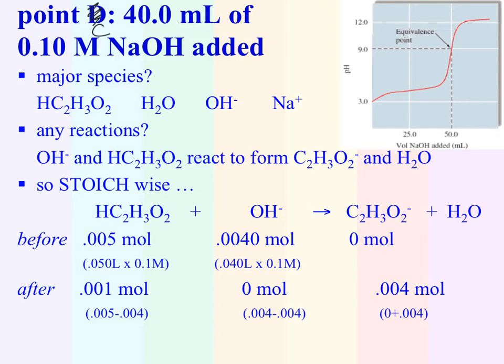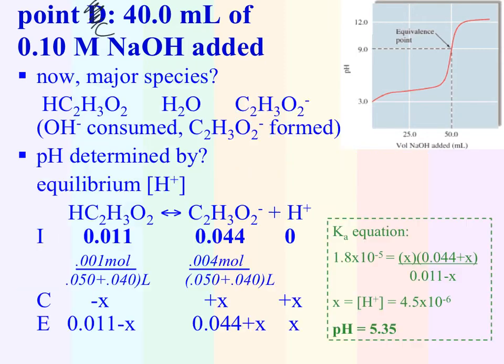Okay, so continuing on, adding 40 mLs at point C. Same exact calculation approach, same idea that we've been doing over and over. We get the number of moles of our acetate ion and the number of moles of our acetic acid, and we're going to subsequently plug these into the expression that allows us to calculate the concentrations of our acetic acid and our acetate ions. We plug these in, get our values, plug them into the equilibrium expression, and solve for x. X gives us our H+, take the negative log of it, and we get our pH of 5.35. Okay, so that's point C.